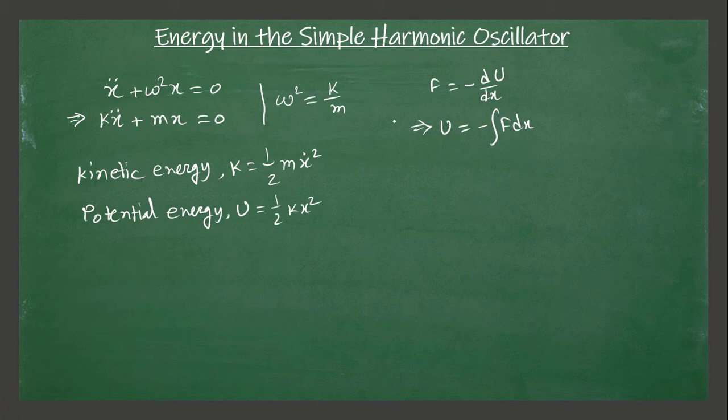And in the case of a simple harmonic oscillator, we know that the force is minus kx. This is the restoring force, right? So the potential energy will be equal to minus the integration of minus kx dx. Now if you integrate this with proper limits, let's say from zero, the equilibrium position, to some distance, say x, then you should simply get half k x squared. Okay, so this is how we get this potential energy term.